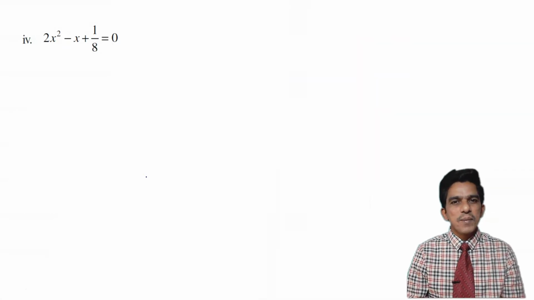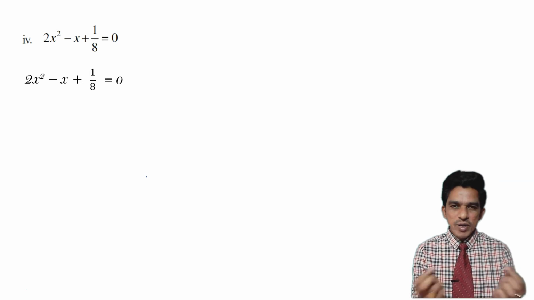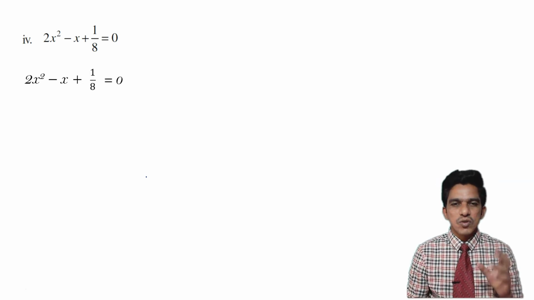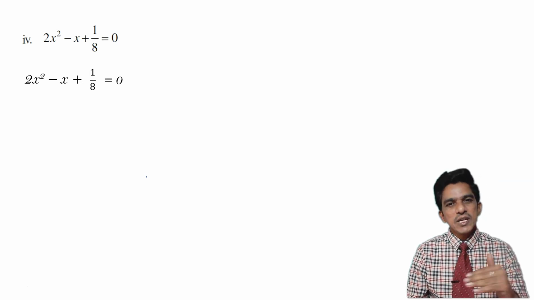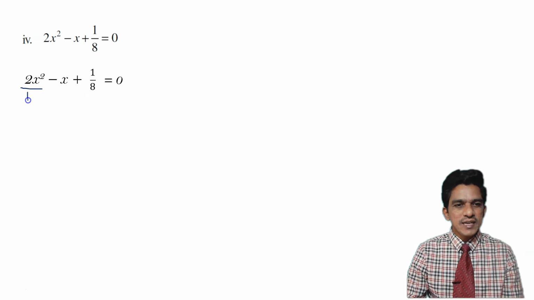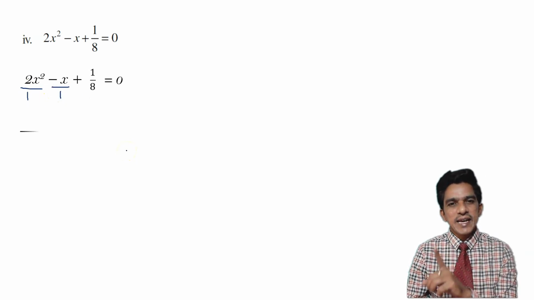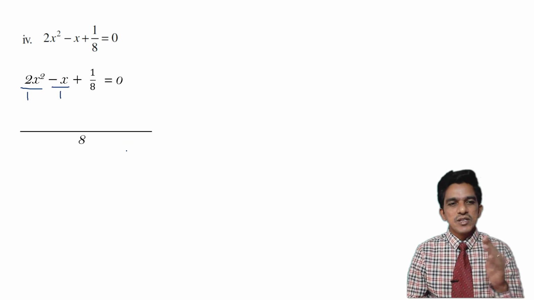2x square minus x plus 1 by 8 is equal to 0. This is the equation that we are given. Actually, ఇది స్టాండర్డ్ ఫామ్ లోనే ఉంది. x square, x, కాన్స్టెంట్. కానీ మనం ఫ్యాక్టరైజ్ చేయడానికి కొంచెం ఇబ్బంది పడచ్చు. సో అందుకని ఏం చేస్తామంటే ఈ మొత్తాన్ని మనం LCM తీసుకుని సింప్లిఫై చేద్దాం. 2x square means you can take it as 2x square by 1 and minus x by 1. So LCM of 1, 1 and 8, it's actually 8. So 2x square by 1, 1 8 లో 8 times.